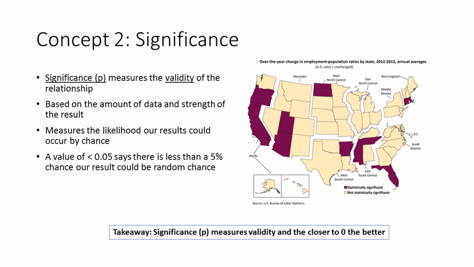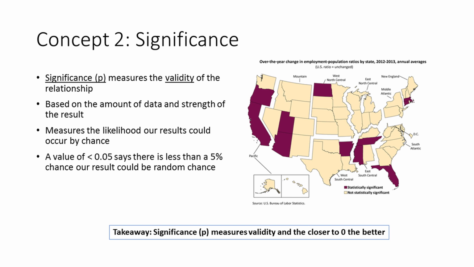A very strong correlation can be demonstrated with less data, because it's easier to see that it's a real change. If the change is smaller, then you're going to need a proportionally larger amount of data for it to be significant. Significance measures the likelihood that the result we saw could occur by chance. So it's a control for that bias we have to overvalue it. A value of less than 0.05 says there's less than a 5% chance that our result could occur by random chance.